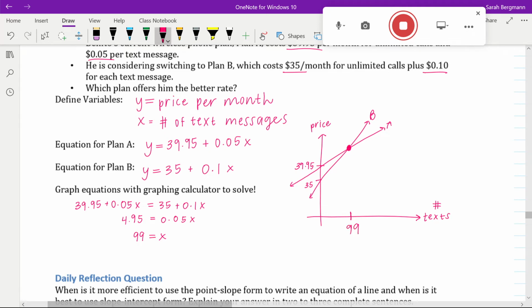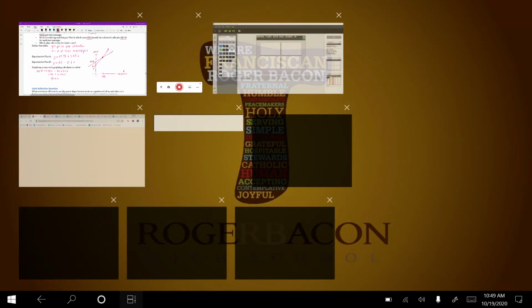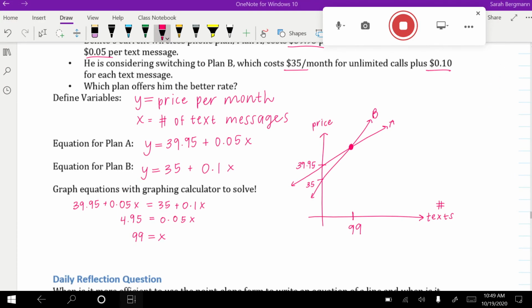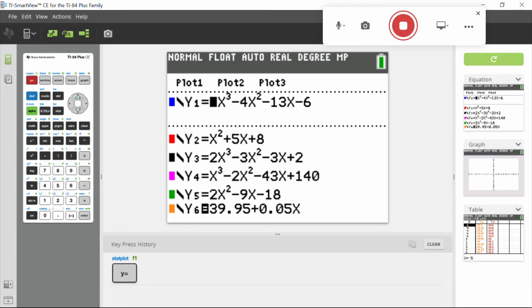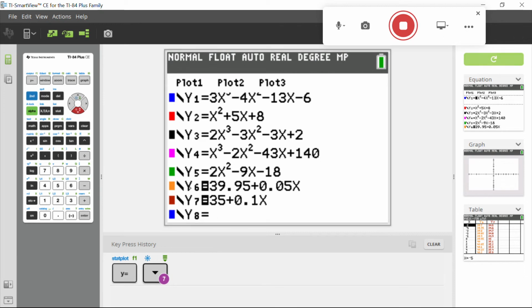If you wanted to solve this graphically, you could do that on your graphing calculator by typing in the two equations. So first, go to your y equals screen. Notice that at the bottom you'll be able to see what numbers and keys I've pressed, and type in the two equations. I have mine for y6 and y7, but you can just type them into y1 and y2, as long as you have them in two separate lines.